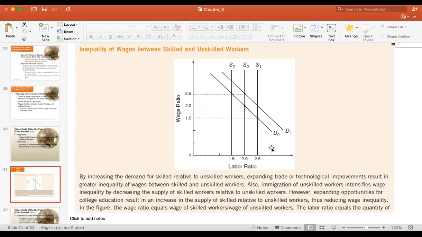Oh, the question was... I must have misunderstood. Okay, so here you're saying that the demand is not going to shift. There's only going to be a movement. Yes, that's correct. Okay, any other answers?